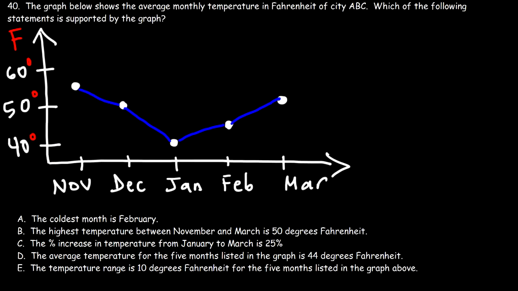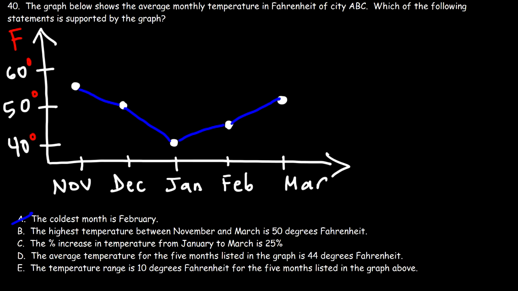Number 40. The graph below shows the average monthly temperature in Fahrenheit of city ABC. Which of the following statements is supported by the graph? So let's look at statement A. The coldest month is February. Is that true or false? Well, that's a false statement because in January the temperature is the lowest. So January is the coldest month. So we can eliminate answer choice A. That is a false statement.